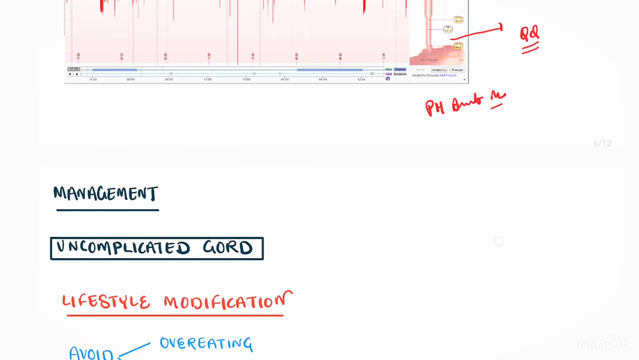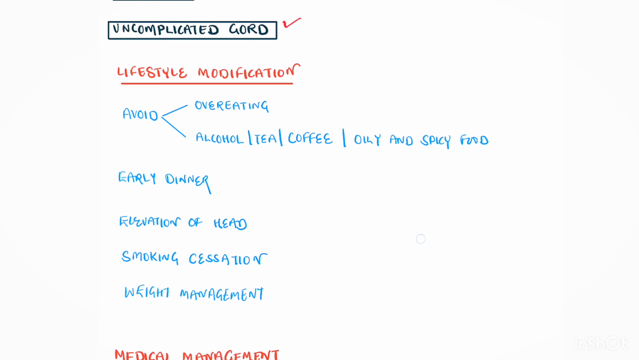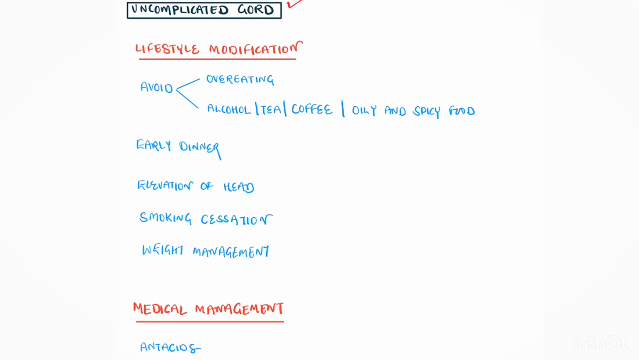So what is the management? So the management of GERD depends on whether the patient has complication or not. If the patient has uncomplicated GORD, then the management depends on lifestyle modification. So first of all, we tell the patient to avoid overeating, alcohol, tea or coffee, because these three things irritate the gastric mucosa, and to avoid oily and spicy food.